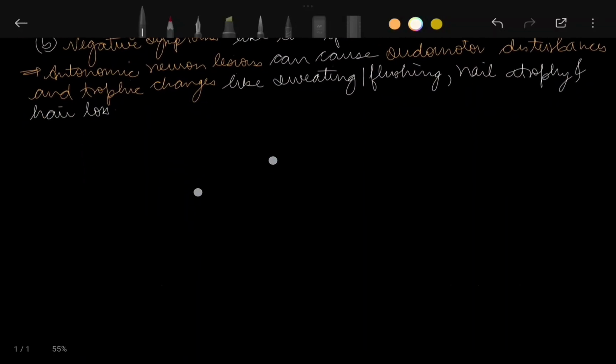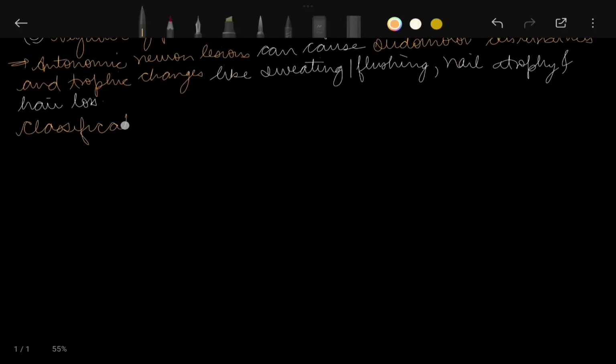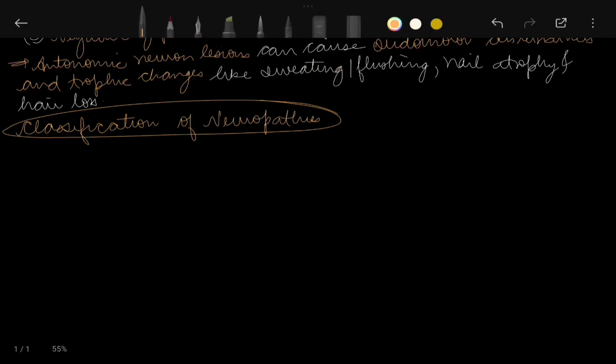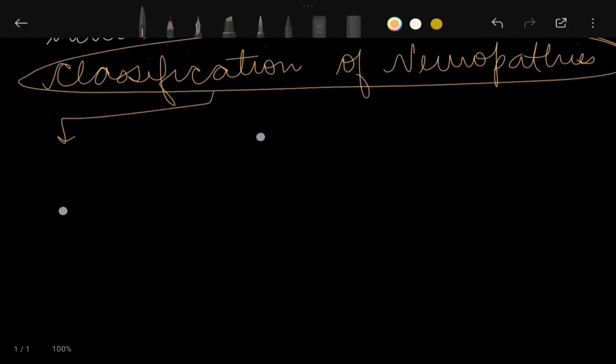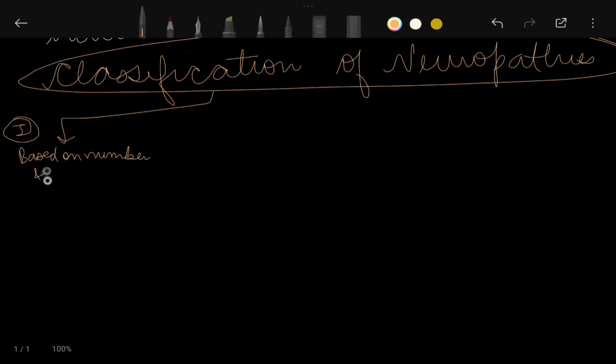Now coming to the classification of neuropathies. First of all, it can be based on the number and distribution.